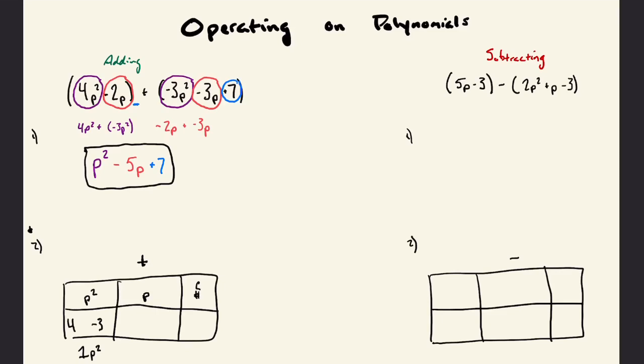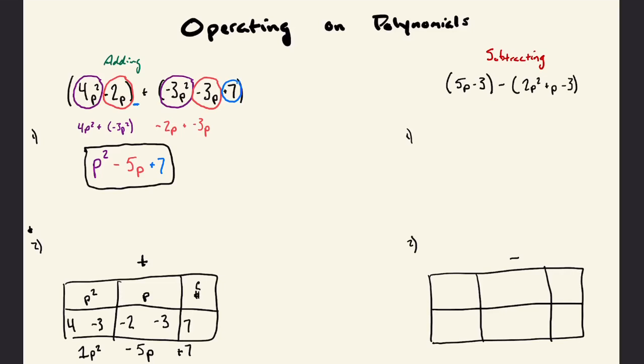I'm going to do the same exact thing for the p. Well, I see that the two numbers up there for p are a -2 and a -3. Again, just with my laser pointer, -2 plus -3 gives me -5. And just bring down the p. And last one is the constant. The only thing there is a +7, so plus 7.